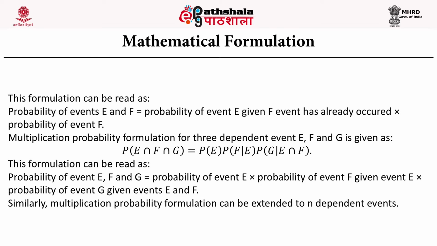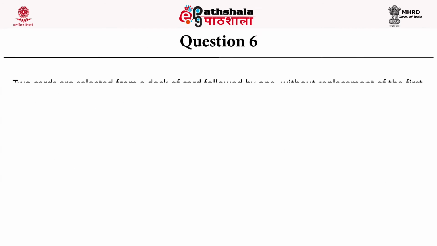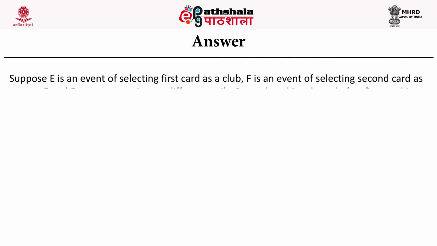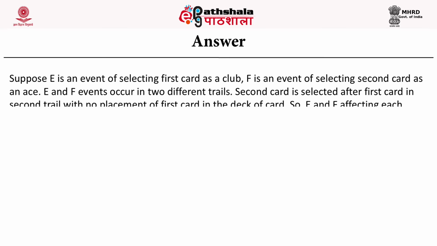Similarly, multiplication probability formulation can be extended to n dependent events. Two cards are selected from a deck of cards, one after another, without replacement of the first card. What is the probability that the first card is a club and the second card is an ace? So now we will discuss how to solve this type of problem.